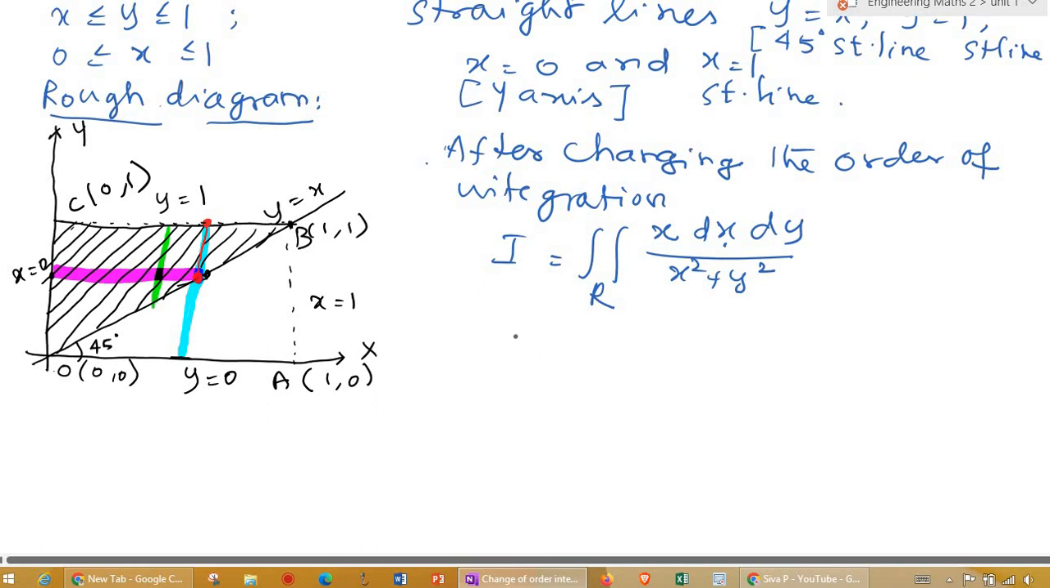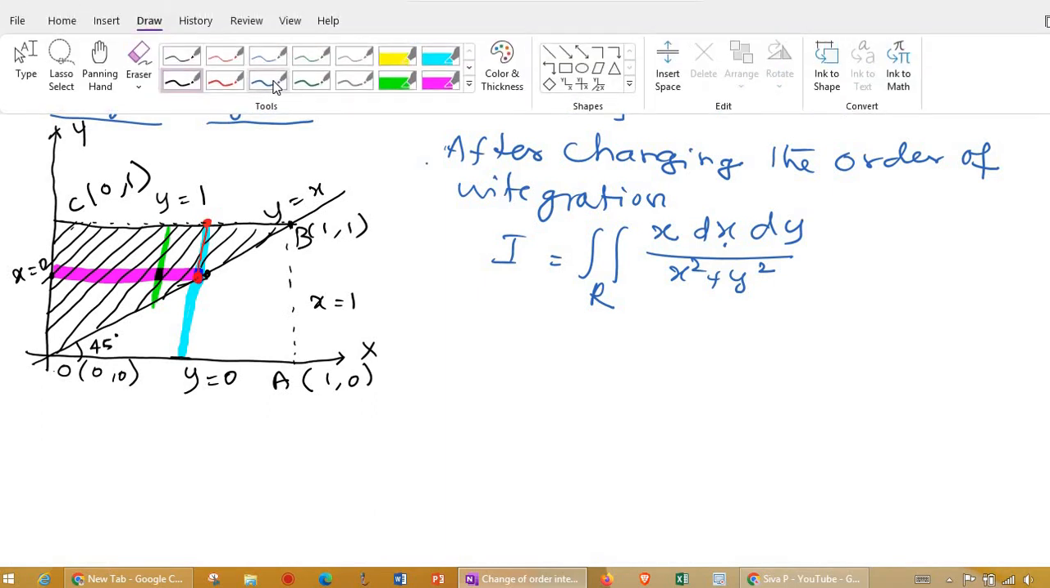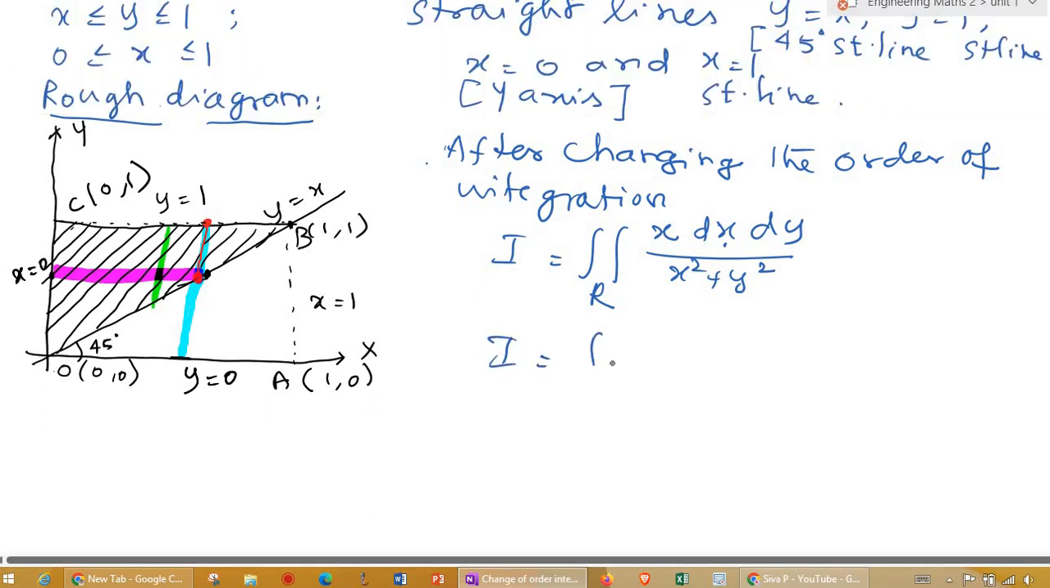Therefore, after changing the order of integration, I can be written as I equal to the double integral of x dx dy divided by x square plus y square. When you are doing the problem, it is not a matter of how slow or how fast you are doing, but you have to do it the correct way. You should not skip even a single step, then only will you get the right answer. So here, what is the starting point? The starting point is x equal to 0, and the ending point is the straight line x equal to y.